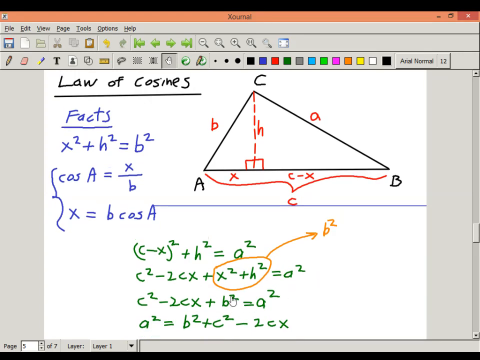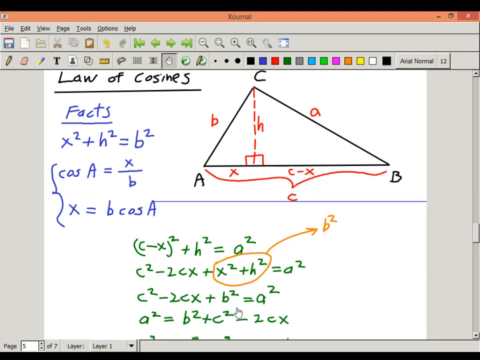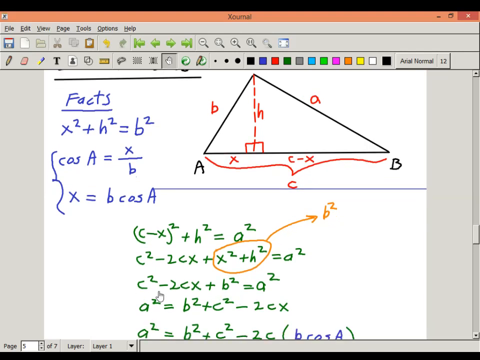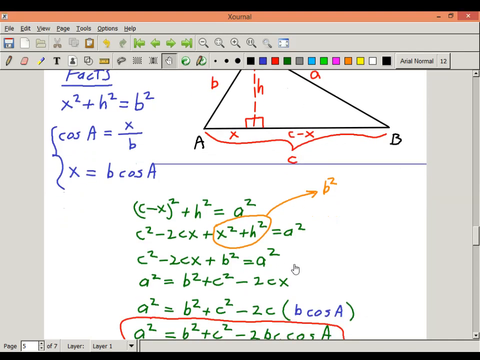Now the third step here, think back to your facts there in blue. This x squared plus h squared, we already said was equal to b squared. So we're going to make that substitution right here. This x squared plus h squared is going to be now b squared. So I wrote right here in the third line, now we have c squared minus 2cx plus b squared equals a squared. This fourth line of the proof is really just rearranging the terms. I put the a squared on the left side and switched the terms around a little bit so that we've got a squared equals b squared plus c squared minus 2cx.